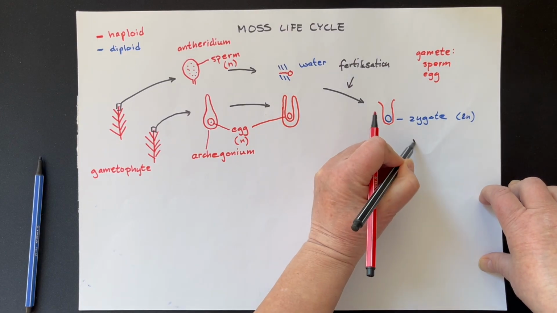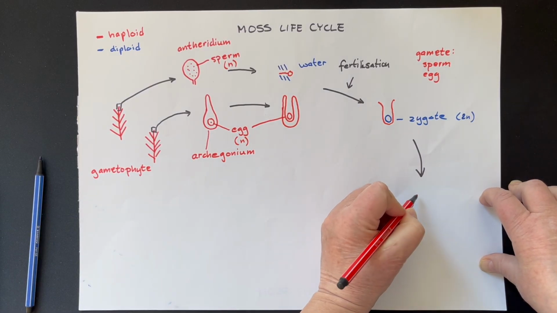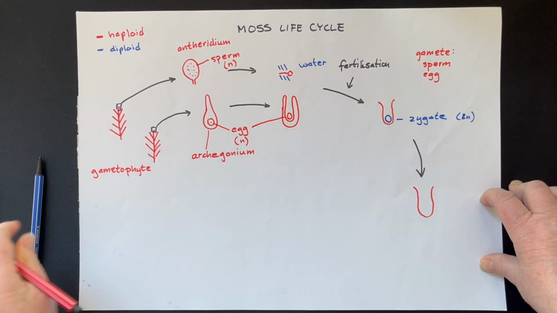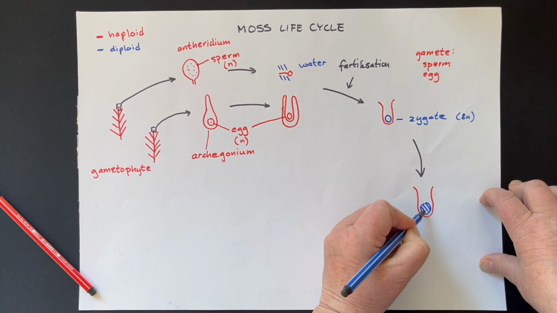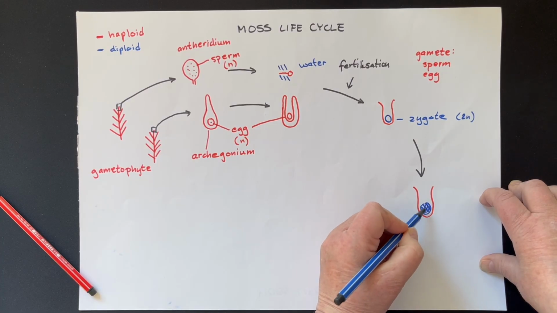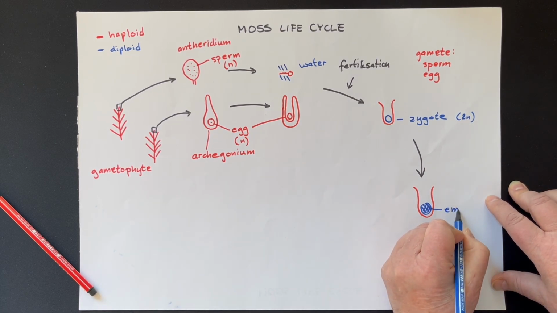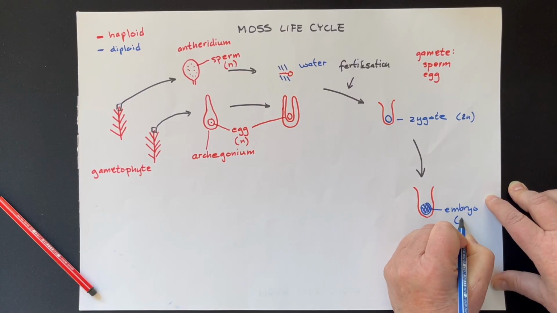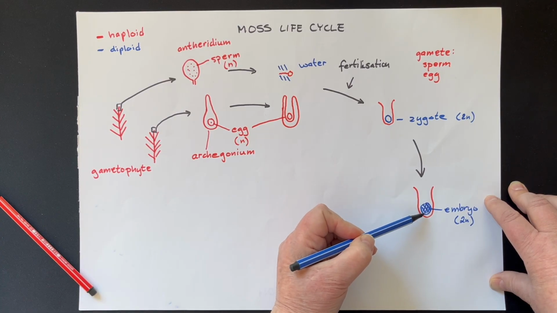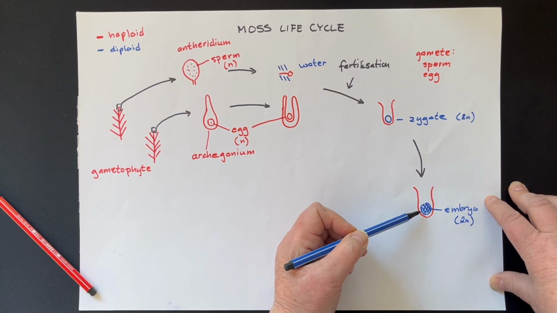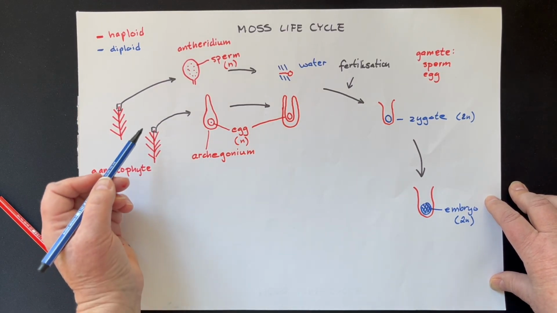After a while, we are still on top of the gametophyte here. We see that the zygote goes through cell division and we get a small structure, including many cells. This is what is called an embryo. So it's a new individual, diploid, that is still protected within the mother plant. We're up here.